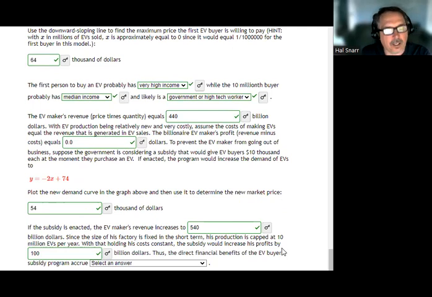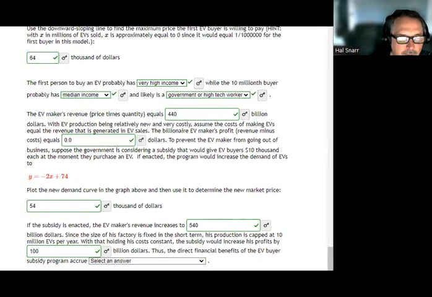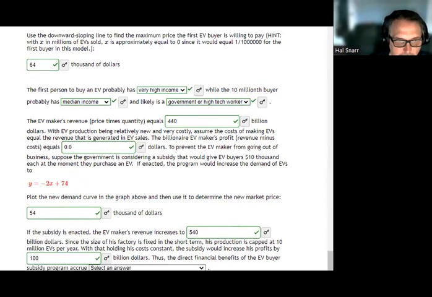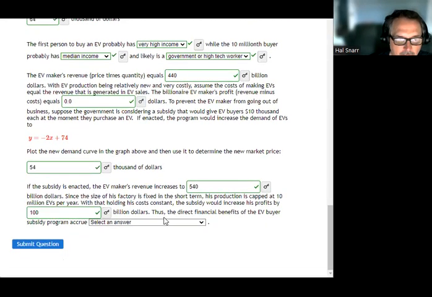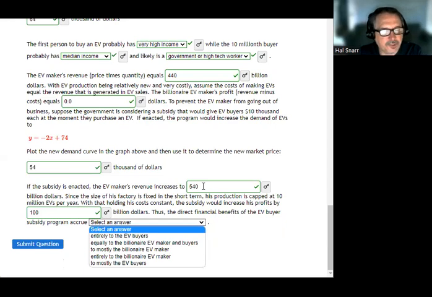So this is an interesting consequence of subsidy. The direct financial benefits of the EV buyer subsidy program accrue to whom? And I pose this to the students: who is benefiting from the subsidy? The subsidy is given to the purchaser, but what happened?